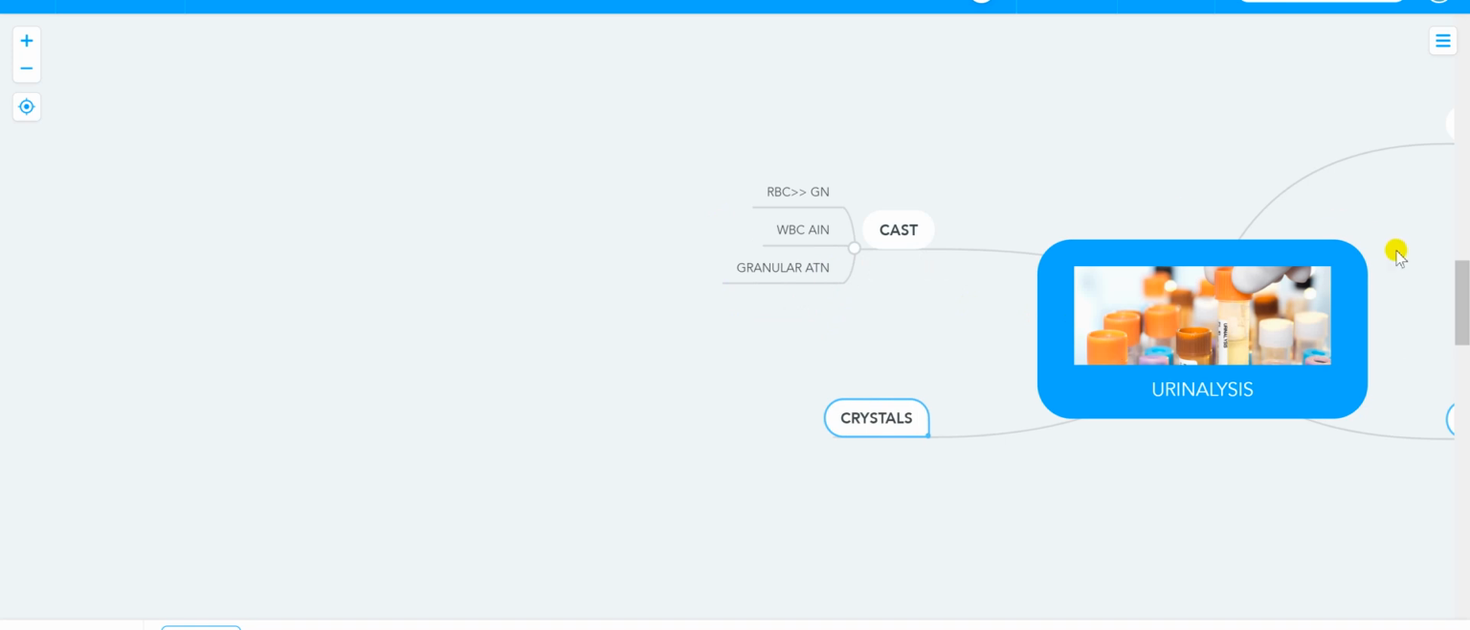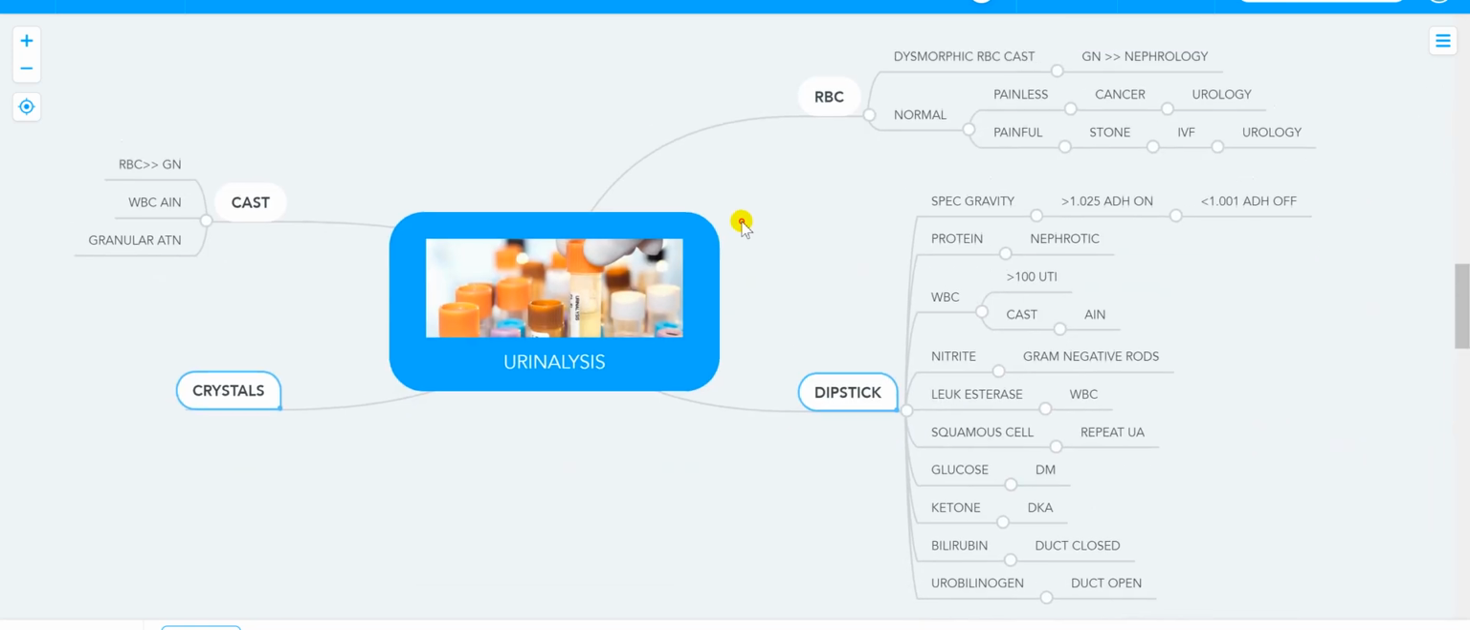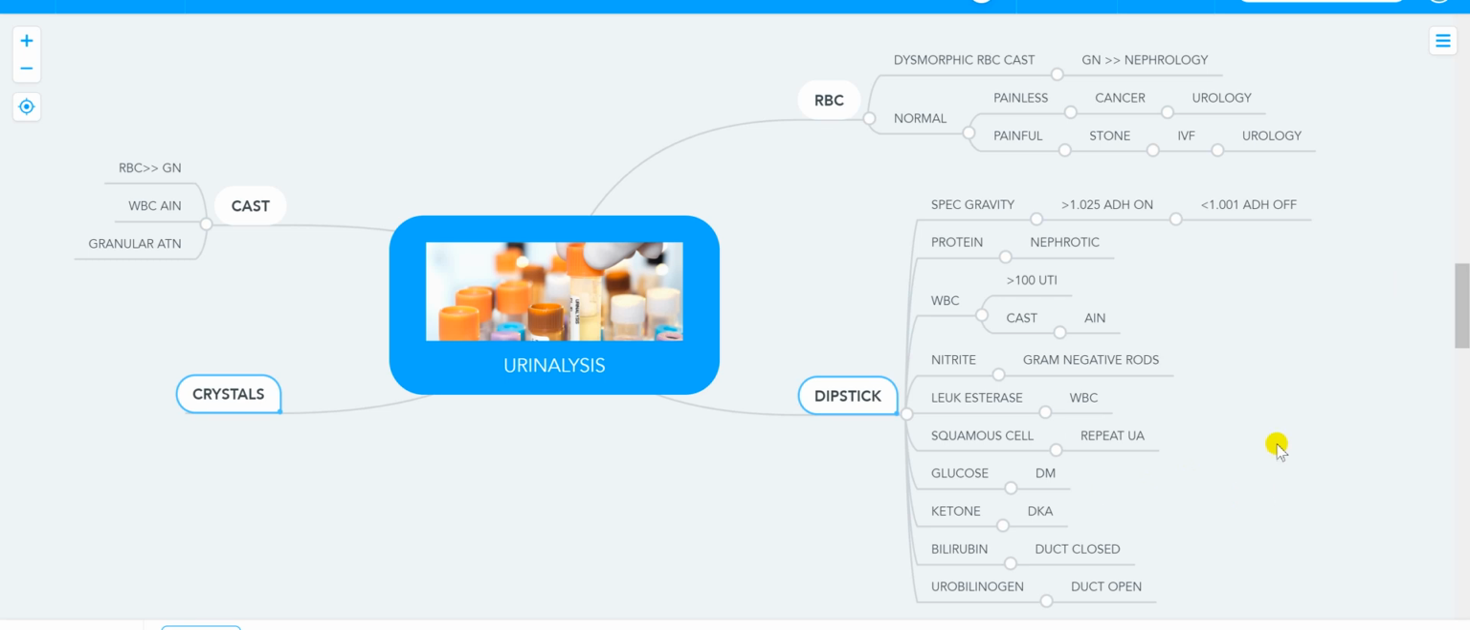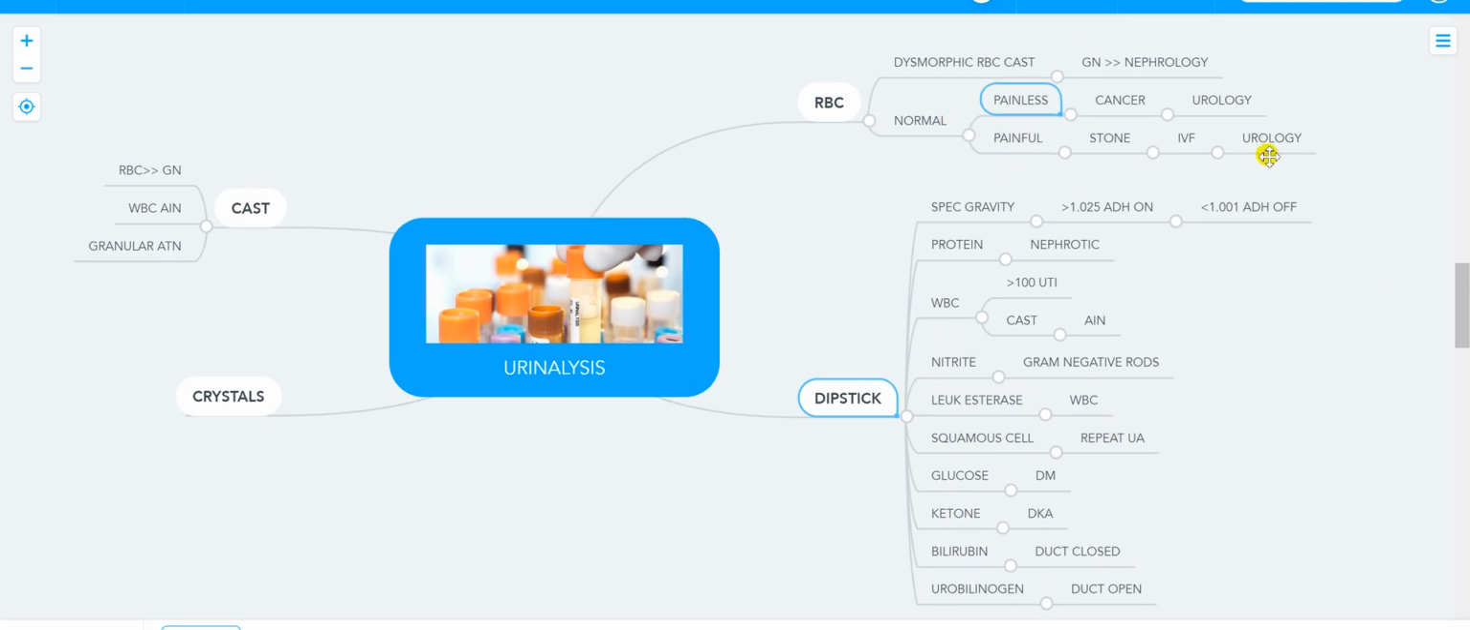And that's basically the urinalysis summary. Simple, like you have leukocyte esterase, white BC, and we have bilirubin, urobilinogen, bilirubin duct closed, urobilinogen duct open. That's interesting. White BC leukocyte, this is UTI. Normal hematuria, painful hematuria, stone, painless hematuria, cancer. Cast, RBC cast, glomerulonephritis, white BC cast, acute interstitial nephritis, granular cast, acute tubular necrosis. And that's a summary of urinalysis.